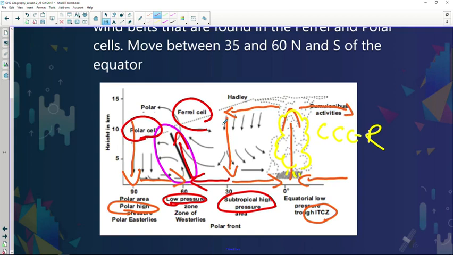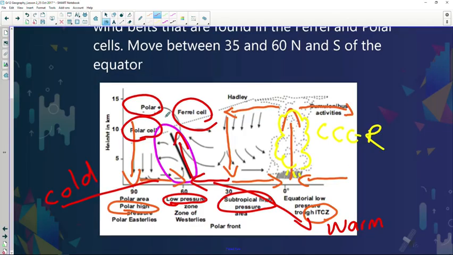And as you can see, the air over here is cold air coming from the polar region. The air coming from here is warm air coming from the subtropical high pressure belt. Now very importantly, I want to introduce you to the term polar front, this black line over here.